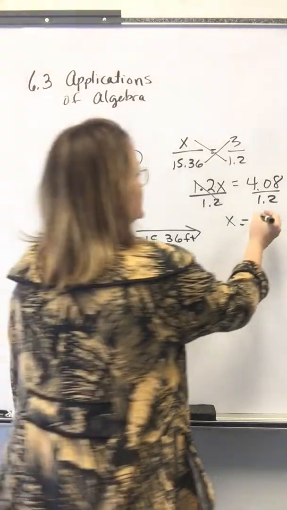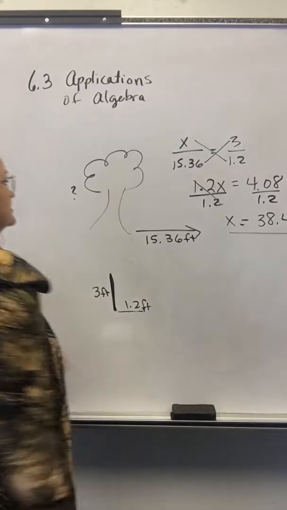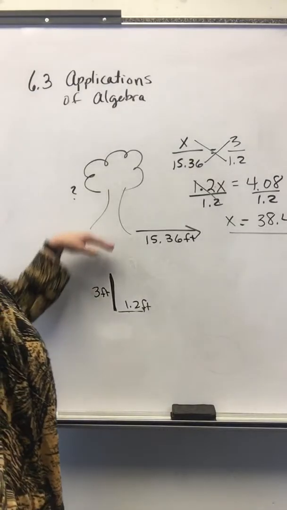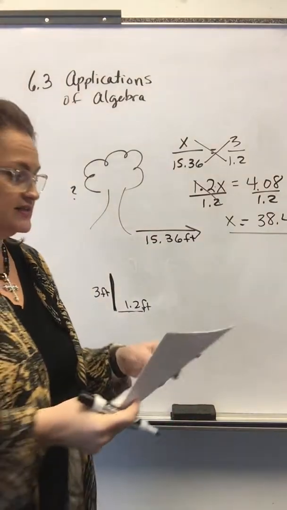But you get about 38.4, and that's in feet. If we're measuring this, everything is in feet here. So that's the height of that tree example. All right, so that's the first page.